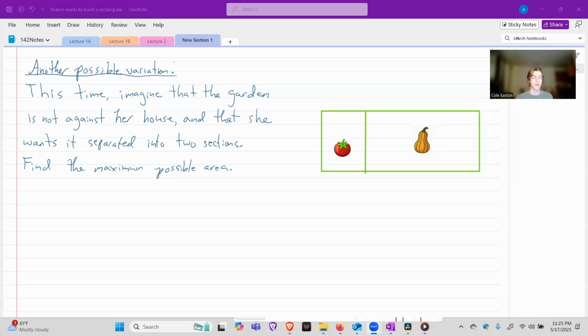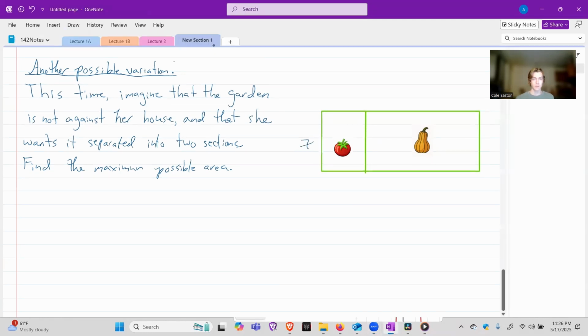And here's one more possible variation. It says, this time, imagine that the garden is not against her house and that she wants it separated into 2 sections. Find the maximum possible area. So here's our diagram, and we see that now the top is also made a fence. So we'll begin as before.